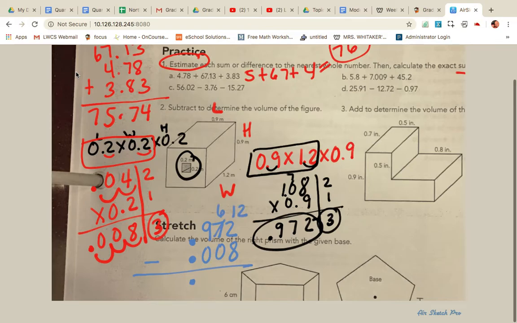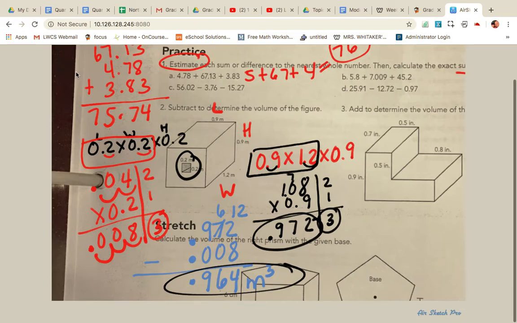So that's 12 take away 8, which is 4. 6 take away 0 is 6. And 9 take away 0 is 9. This would be the volume of what is remaining after you take out that hole. So yes, it does take quite a bit of work, but at least it was smaller in decimals that you can multiply with.